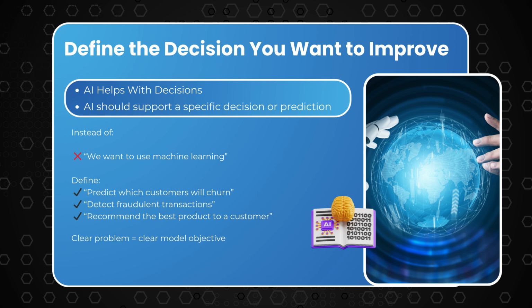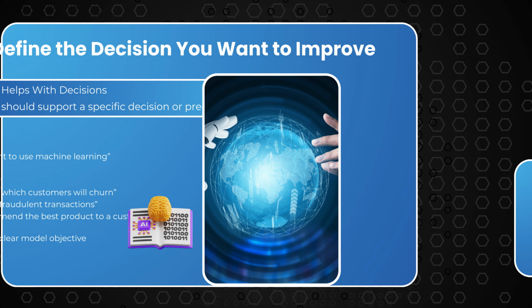Another key step is defining the decision you want the AI system to improve. AI works best when it supports a specific prediction or decision. A common mistake is starting with a vague statement like, "We want to use machine learning." That is not a problem definition. Instead, define a clear objective. For example, predicting which customers may churn, detecting fraudulent transactions, or recommending the best product to a customer. When the decision is clearly defined, the model objective becomes clear as well.